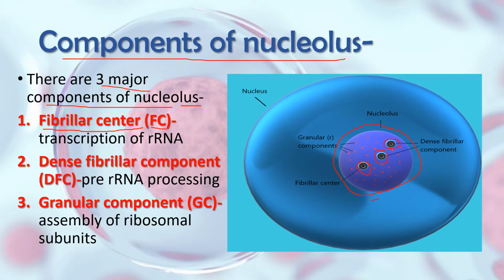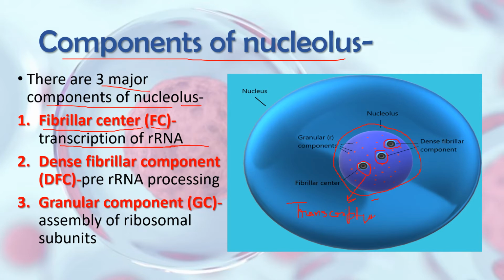At this location, transcription of rRNA from rDNA takes place. This particular region is responsible for the synthesis of ribosomal rRNA from rDNA in the process known as transcription. So here at the fibrillar center, transcription of rRNA from rDNA takes place.